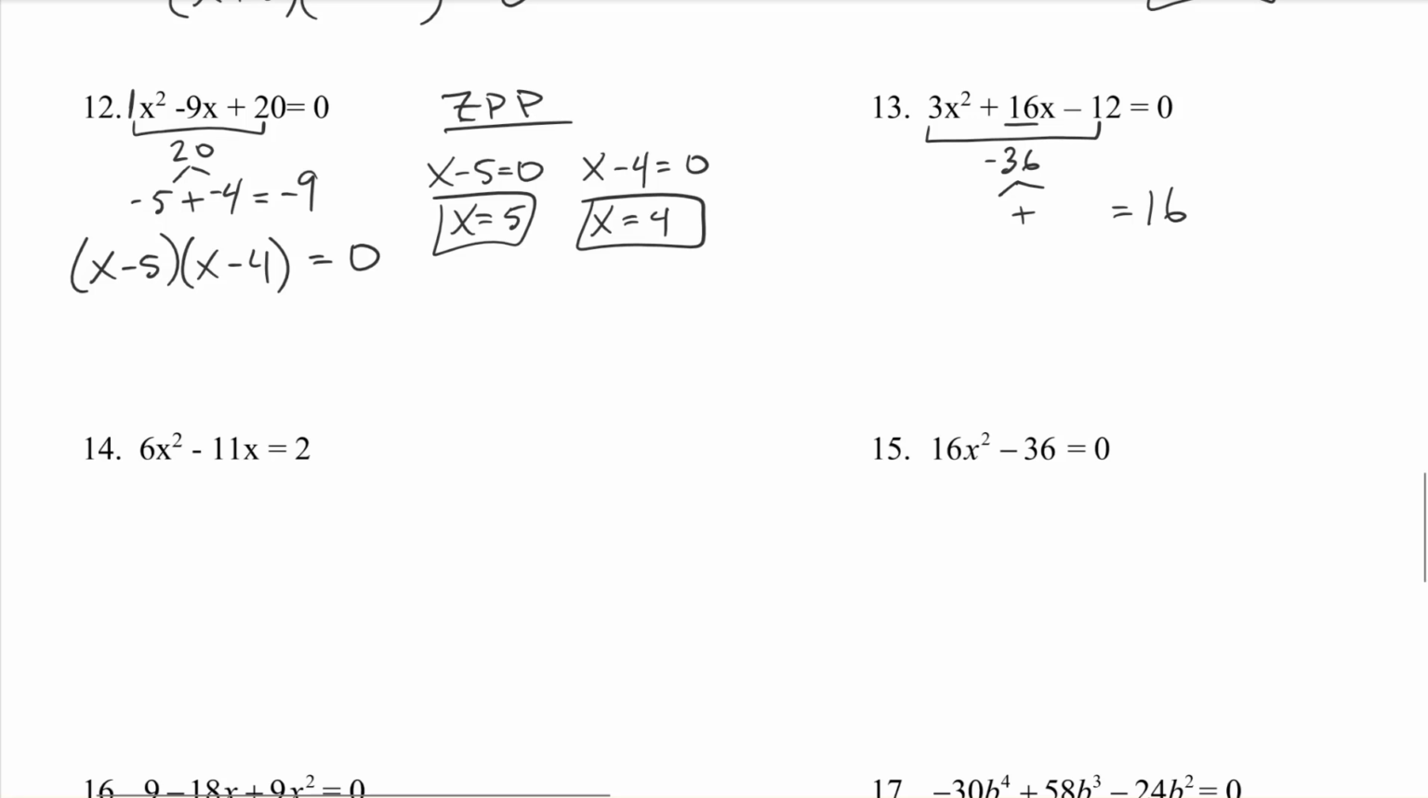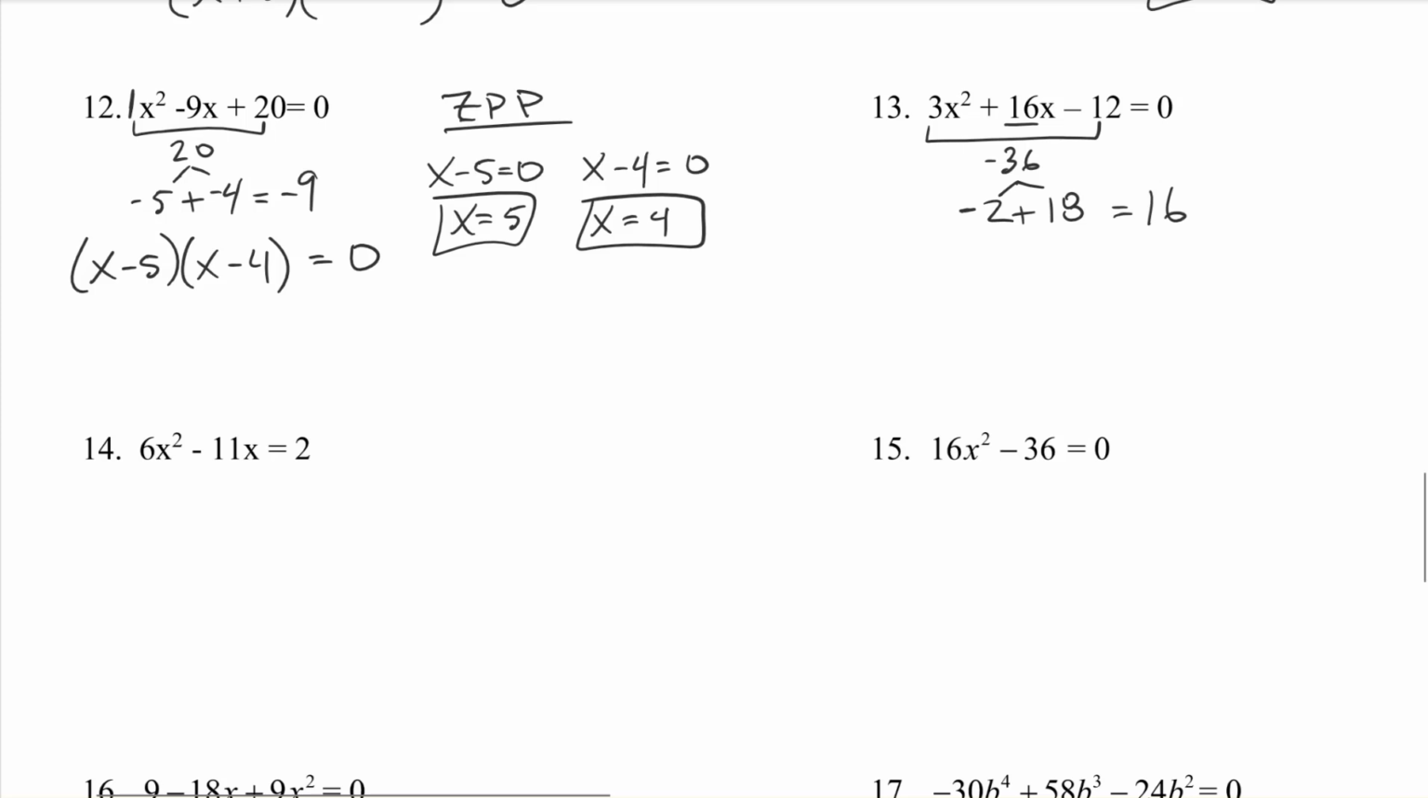So I know I'm trying to multiply to make a negative, so I need a negative and a positive. And I'm trying to add to make a positive, so I need my bigger number to be a positive. And my bigger number obviously needs to be bigger than 16 because I'm trying to add to 16. So the only one I could have would be 36 and 1 or 18 and 2. So 18 and 2 it is.